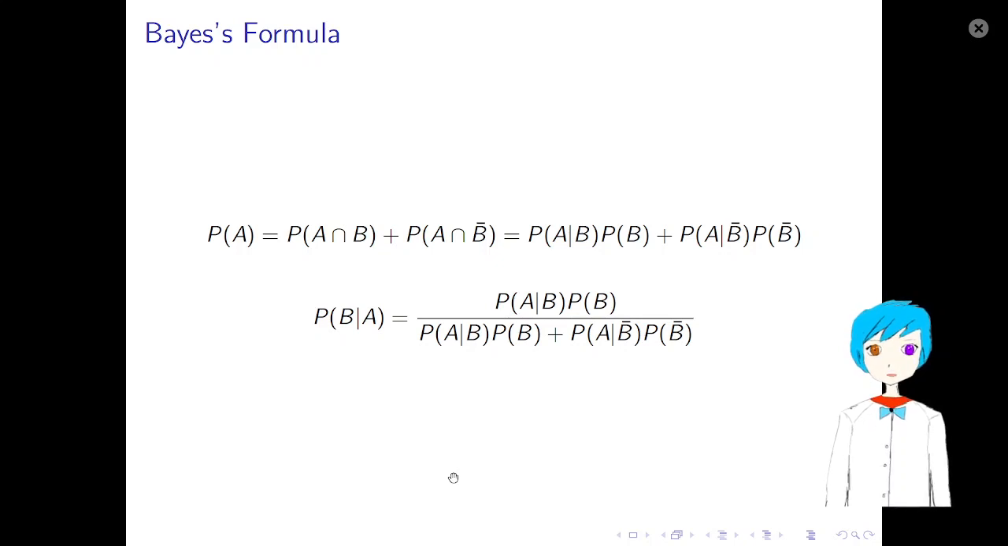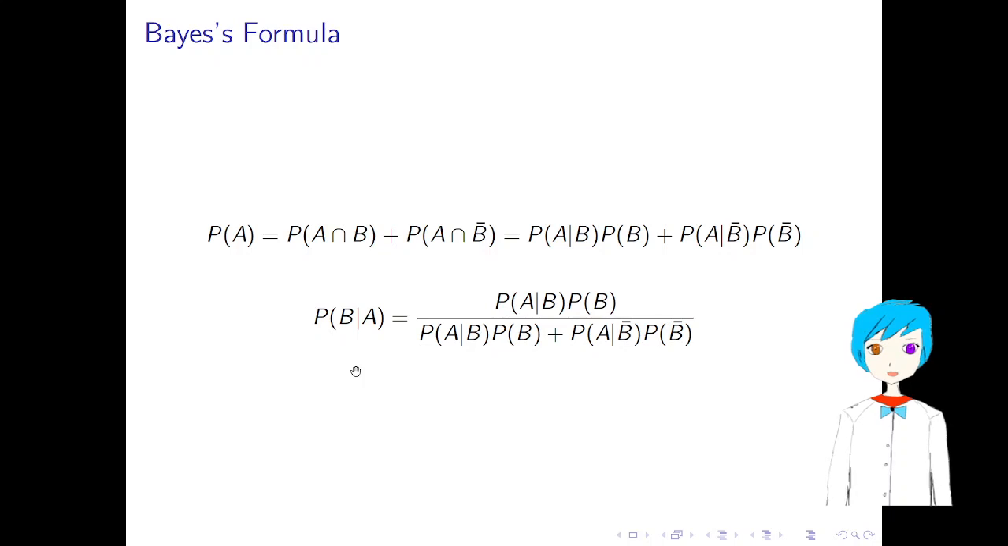Finally, we have the famous Bayes formula. The Bayes formula states that the probability of an event A equals the probability of the event B times the probability of A given B, plus the probability of B bar, the complement of B, times the probability of A given B bar.